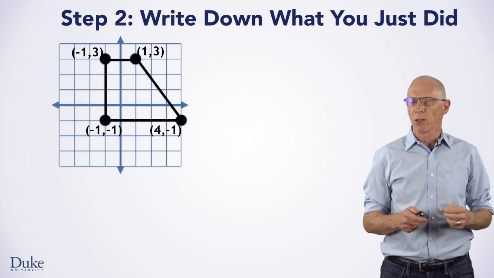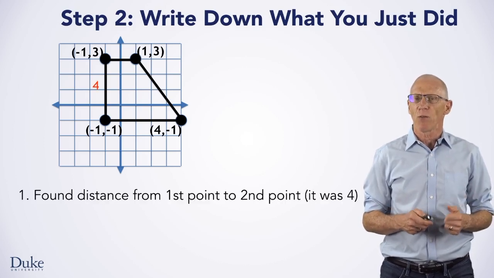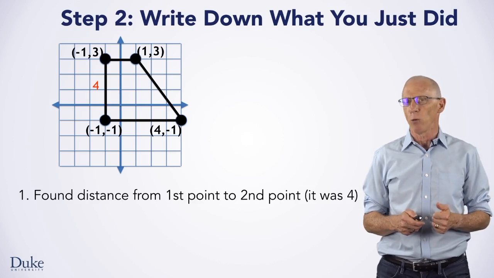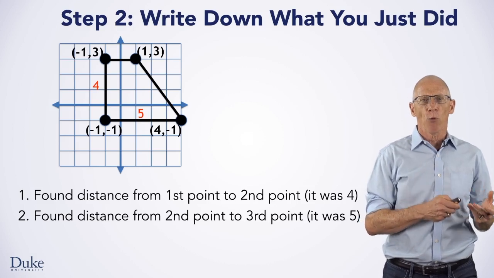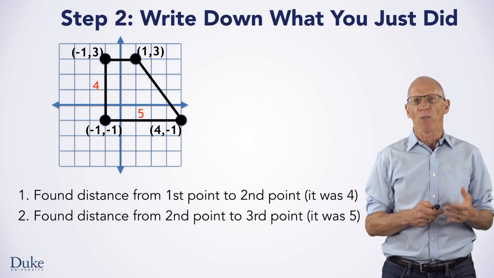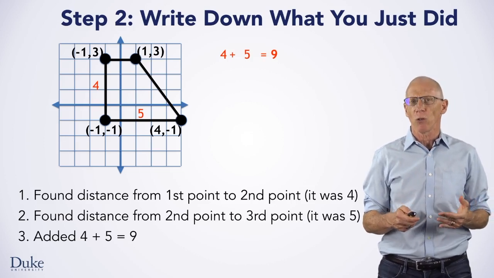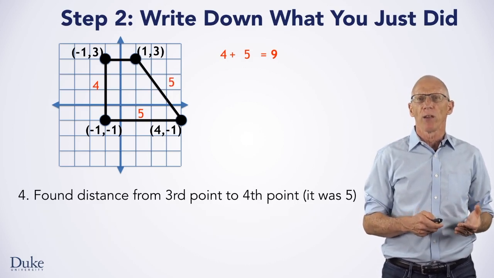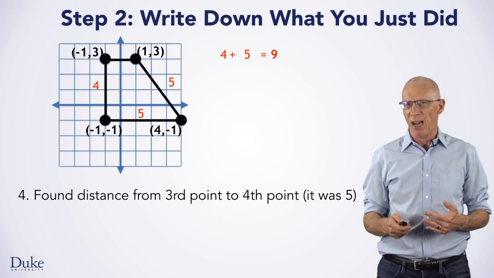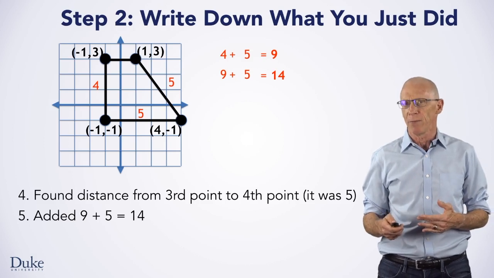Writing down specifically what we just did. First, we found the distance from the first point to the second point, which was 4. Then we took the second point to the third point, which was 5. Then we added 4 plus 5 to get our running total of 9. Next, we found the distance from the third point to the fourth point, which was 5, and added 9 plus 5, so our running total is 14.